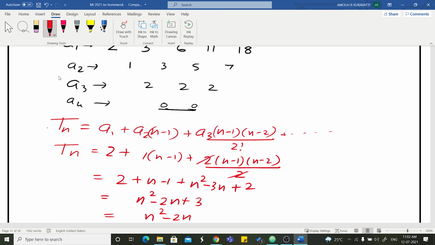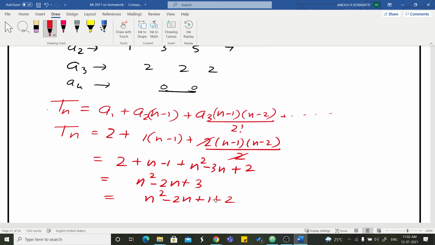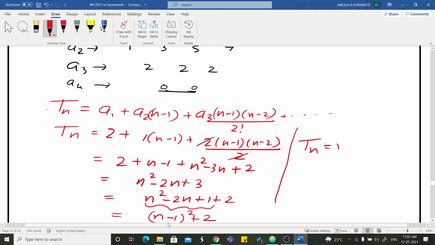Then plus 3 can be written as plus 1 plus 2. Now n square minus 2n plus 1 is a perfect square, that is n minus 1 whole power 2, plus 2. Okay, so Tn is equal to n minus 1 whole power 2 plus 2. Therefore the question is to find the 50th term.